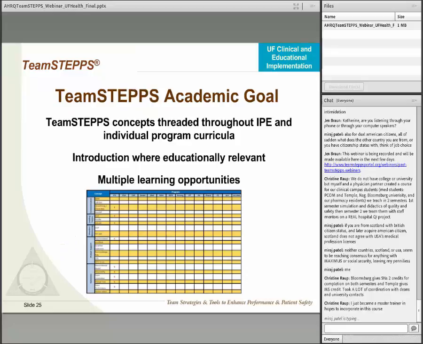The big academic goal, and again, this is an illustration of the picture, is a grid where we've got on the one side the big picture concepts around TeamSTEPPS and then the specific tools. The idea is then to have a curriculum map of where these are in our interprofessional education activities, as well as across the separate academic programs. We'll be fleshing this out during the upcoming year, then figuring out where we need to begin to reinforce. The idea being that it is introduced where educationally relevant, and going back to that thought, where developmentally appropriate, and also to provide multiple learning opportunities so that students have the opportunity to practice their skills and, again, to refine them over time.